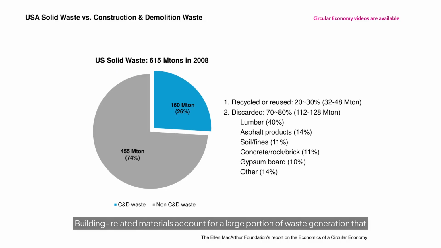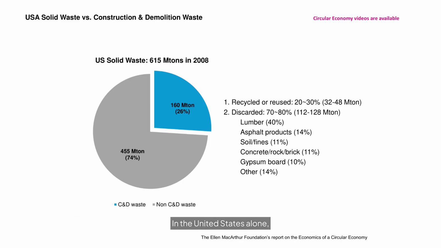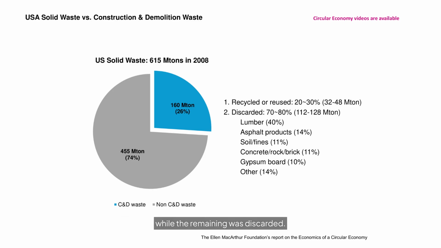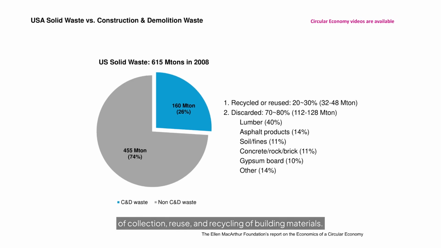Building-related materials account for a large portion of waste generation that ends up in landfills. In the United States alone, 615 million tons of solid waste were generated in 2008, with 455 million tons, 74%, being construction and demolition, C&D, waste. Only 20 to 30% of C&D waste was recycled or reused, while the remaining was discarded. This scale of C&D waste underscores the need for a circular economy of collection, reuse, and recycling of building materials.